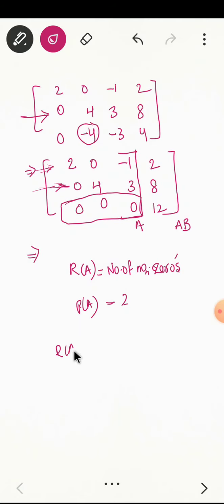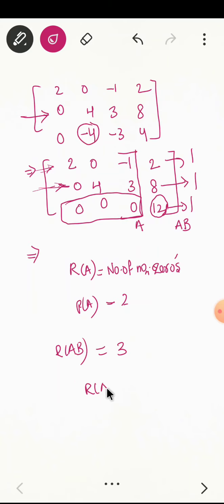Rank of AB. I have to check this entire matrix now. This is a non-zero row. This is also a non-zero row. Why? Because 0, 0, 0, 12: at least there is one element which has a number in this row. That's why we cannot say this is a 0 row. This is also a non-zero row. So the total rank of AB is 3.